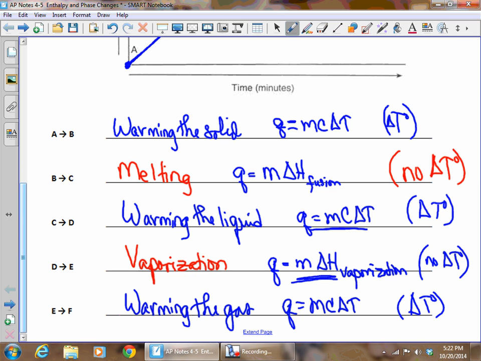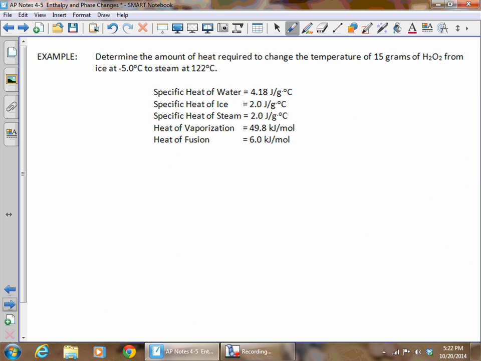So let's look then at the most complicated problem that I could come up with, and that's one that's going to use all 5 of our different stages in our heating curve. It says determine the amount of heat required to change the temperature of 15 grams of water, it should be water, not hydrogen peroxide, from ice at -5 degrees Celsius to steam at 122 degrees Celsius. So we're going all the way from ice below its freezing point to steam above its vaporization point. So we're at all 5 stages.